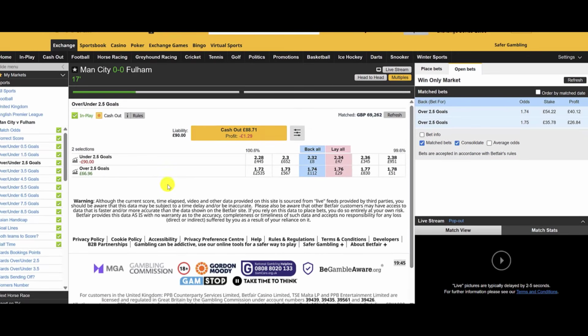So anyway, look, yeah, we got in the market at 1.74, 1.75 in the end. I was aiming for evens, but do remember at kickoff it was 1.45 or something like that. So we've already beat that price. We've already got a nice bit of value on it.